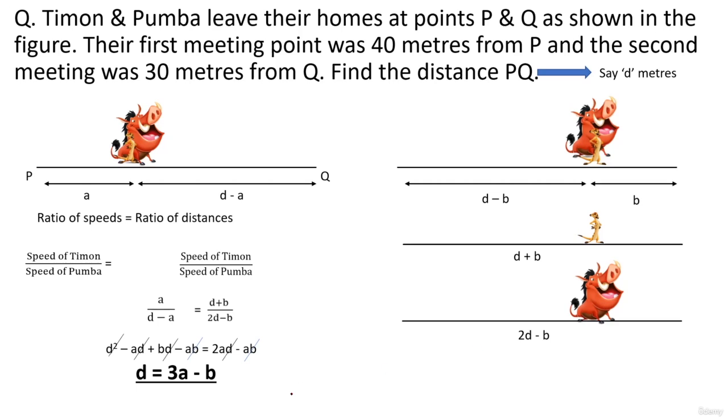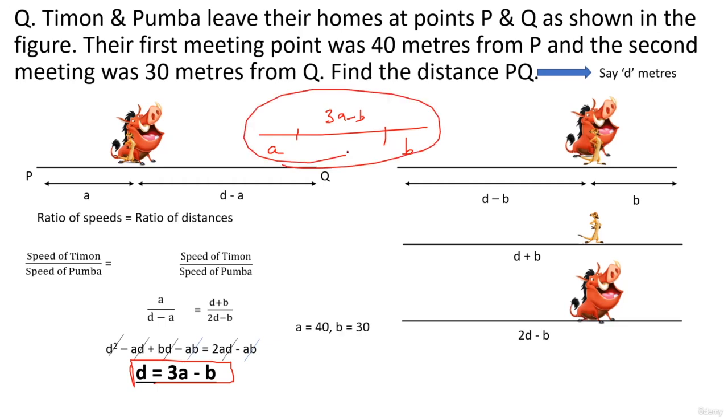You can remember this shortcut, guys. The track length is D, which is 3A minus B, where A is the distance of the first meeting point from this end and B is the distance of the second meeting point from the other end. When this happens, the track length is 3A minus B. It's as simple as that. So you can apply the same thing here. Put in the values. Here, the value of A is 40 and B is 30.